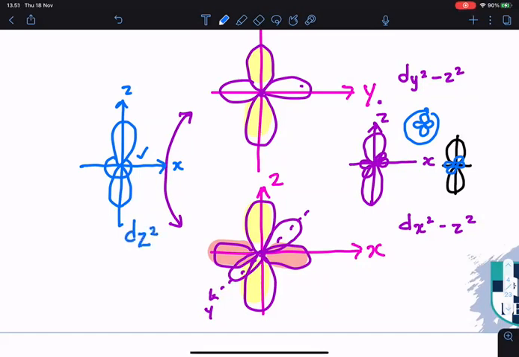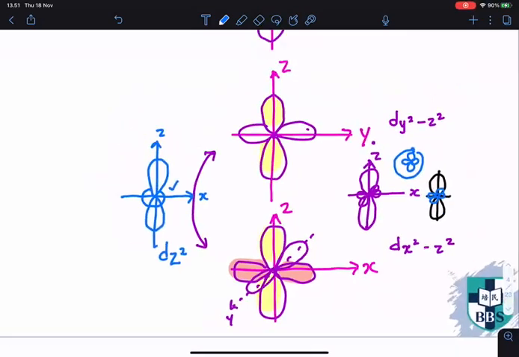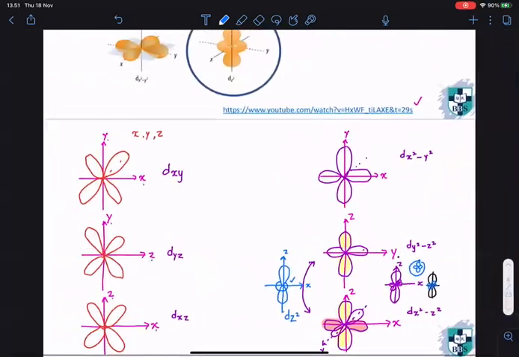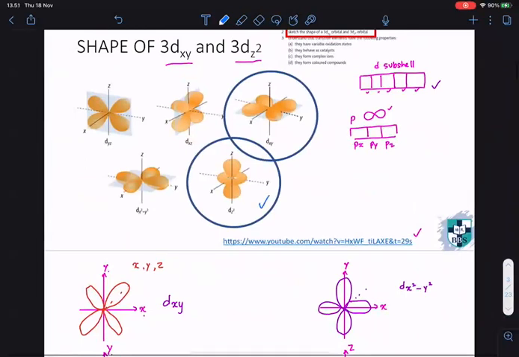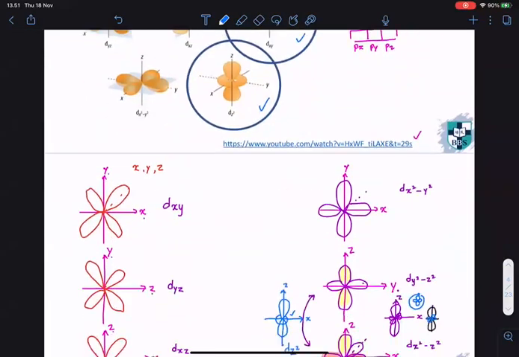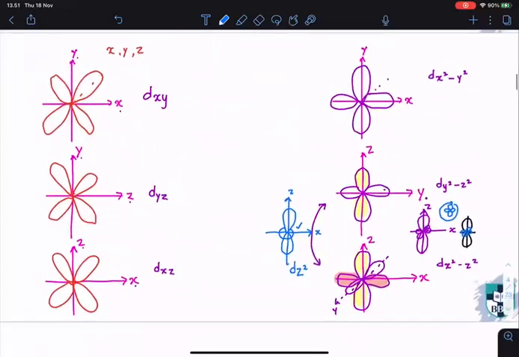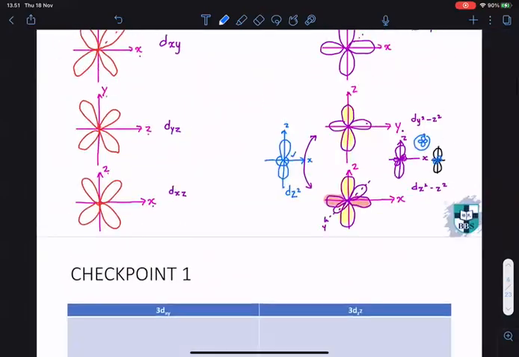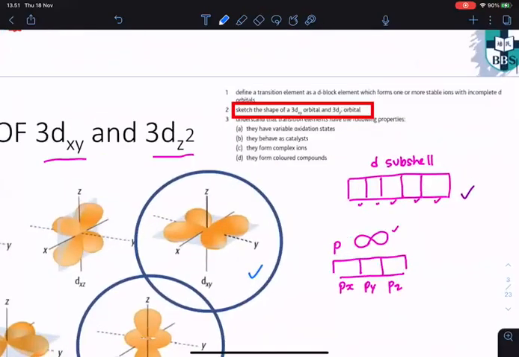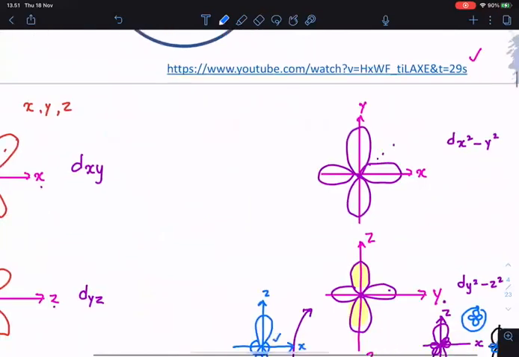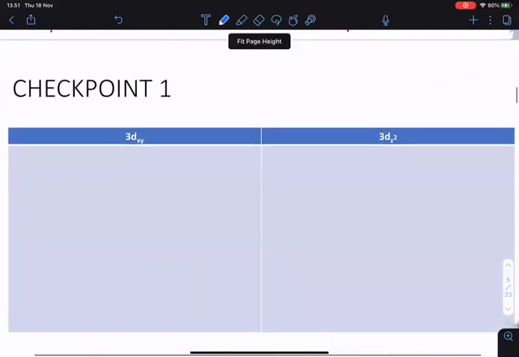Special. So the one that is required for your syllabus that you're supposed to draw is the donut version, and then xy. Now in summary, this is too complicated, Mr. Gopi. It's okay. The one that is required by your syllabus is going to be these two only. So let's stick to that. Let's go to checkpoint number 1.